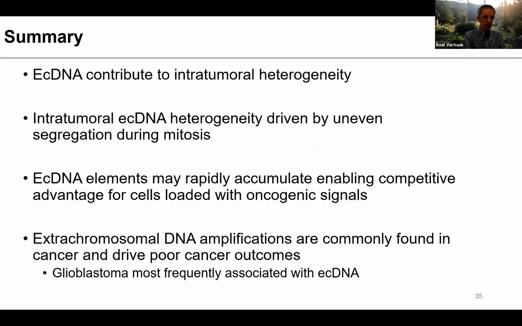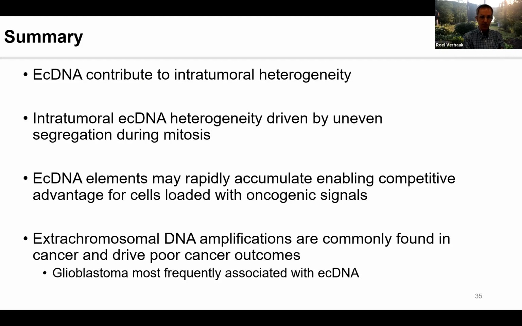So I'm ready to conclude and to summarize, first of all, that ecDNA contributes to intratumoral heterogeneity, as reflected by the FISH data I showed you, but also the CRISPR-CAS9 tagging data. There's a higher level of intratumoral heterogeneity because there's a variation in the number of copies from cell to cell of these extrachromosomal DNA elements. We now also show very directly that intratumoral ecDNA heterogeneity is driven by an uneven segregation during mitosis, long speculated and now definitively shown.